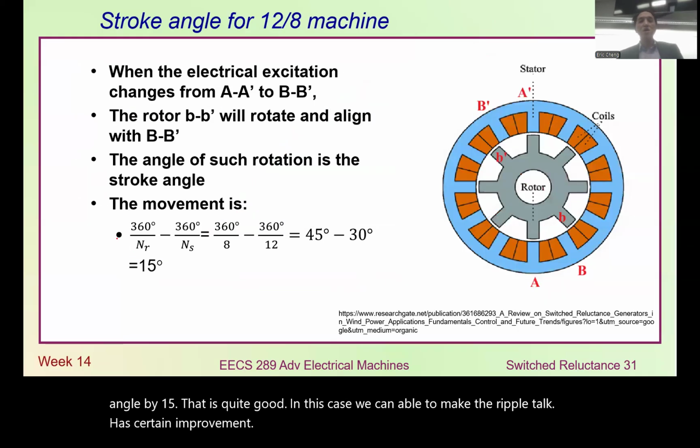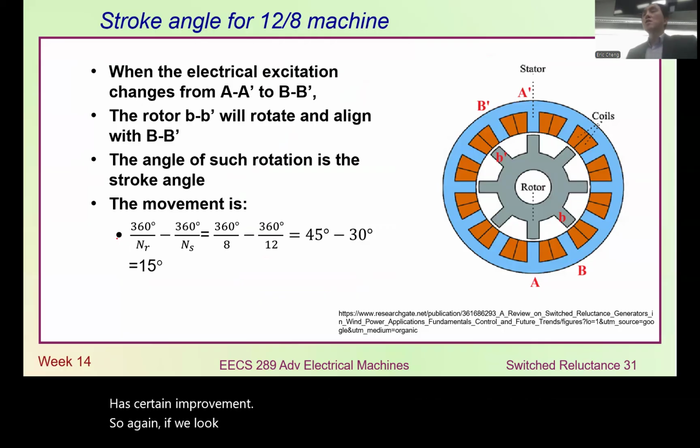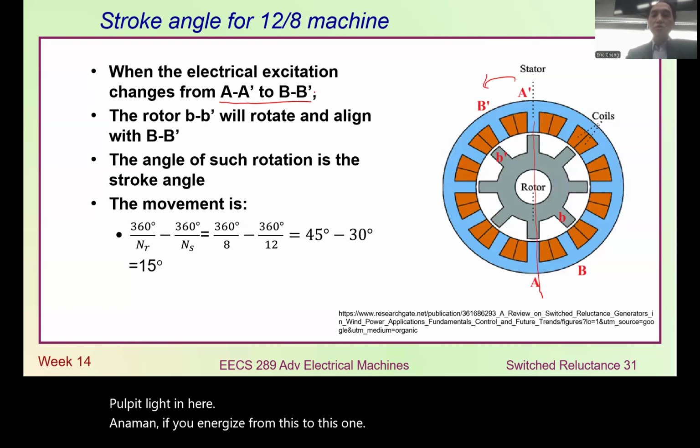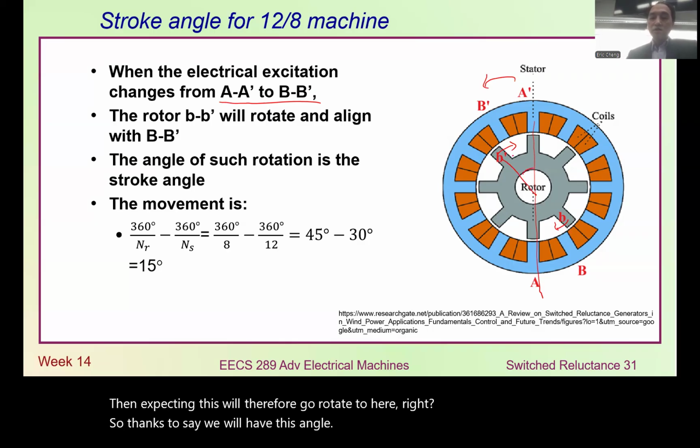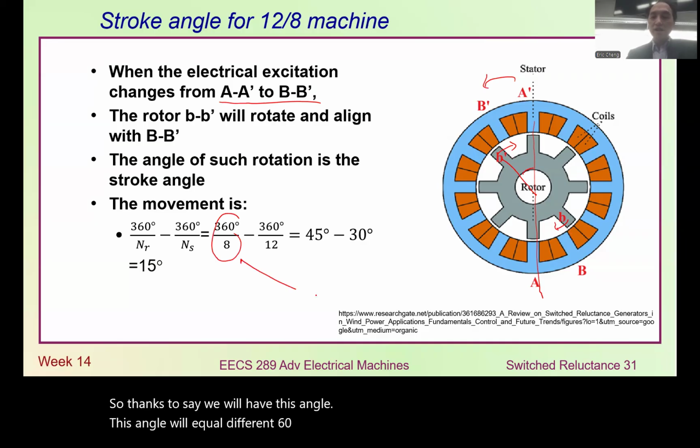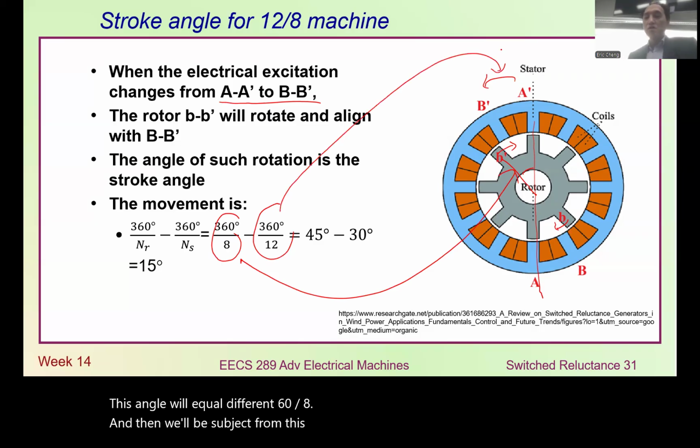So again, if we look into a higher number of pole pairs, like in here, alignment, if we energize from this to this one, from A dash to B dash, then we expect this will rotate to here. Right? So that's to say we will have this angle. This angle will equal 360 divided by 8, and then subtract from it 360 divided by 12. Then that equals 15 as well.